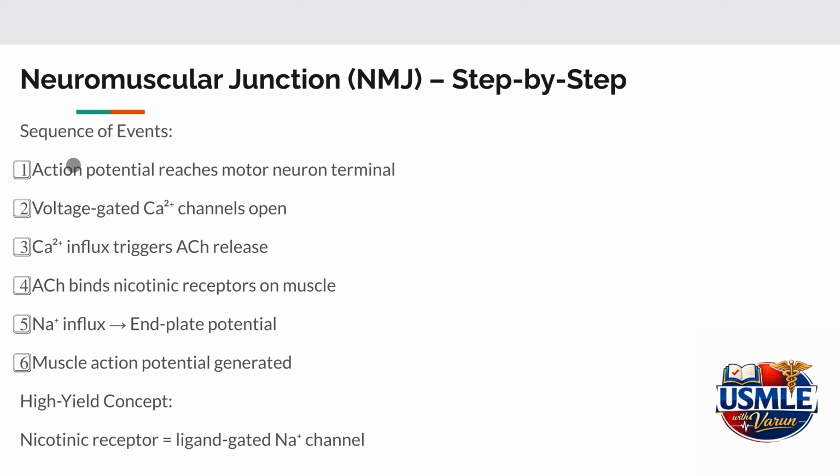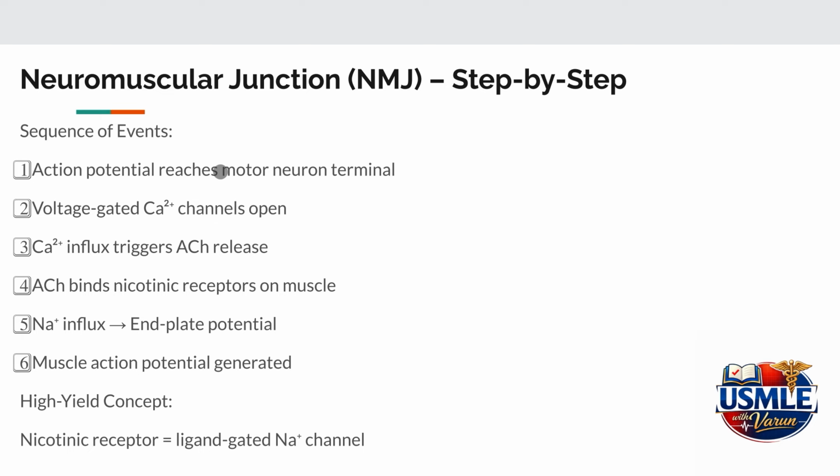At the neuromuscular junction, an action potential reaches the motor neuron terminal. Voltage-gated calcium channels open and then calcium enters the neuron. This triggers the release of acetylcholine into the synaptic cleft. So after acetylcholine is released into the synaptic cleft, it binds to nicotinic receptors on the muscle cell membrane, which causes sodium influx and depolarization.